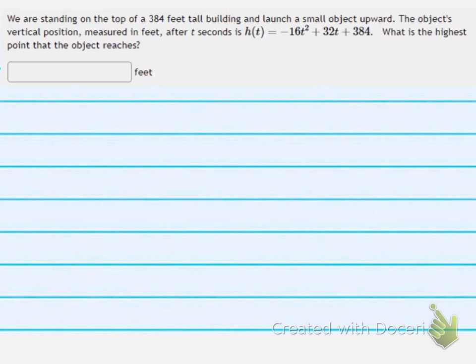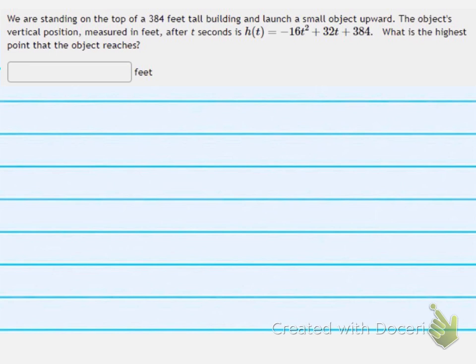Okay, and notice that they're using the letter h. H is for height. So basically this is a parabola, and it is opening downward, so it's a frowny face parabola, and we want to know the top point. We want to know what the vertex is, the y part of the vertex.